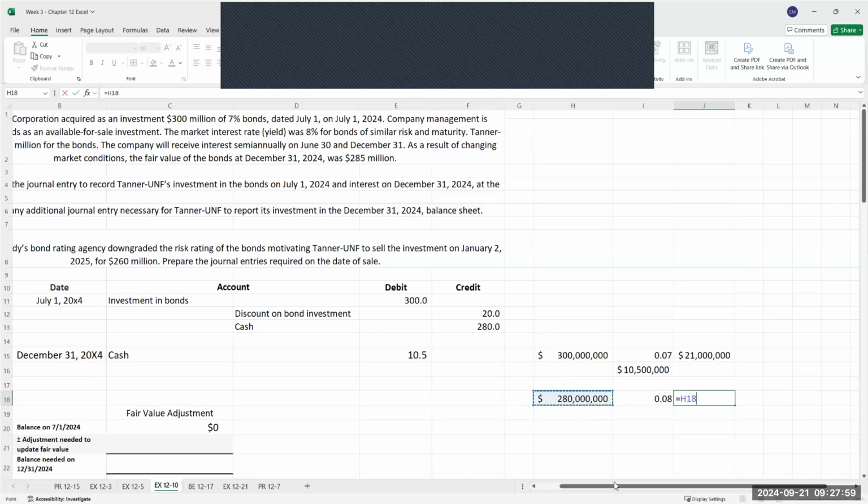So the market promised to pay us 8%. So the carrying value of the bonds, which is 280 million, multiplied by the 8%, the market will promise to pay us 22,400,000 for the year. We divide it by 2. It'd be $11,200,000. So this represents our interest revenue.